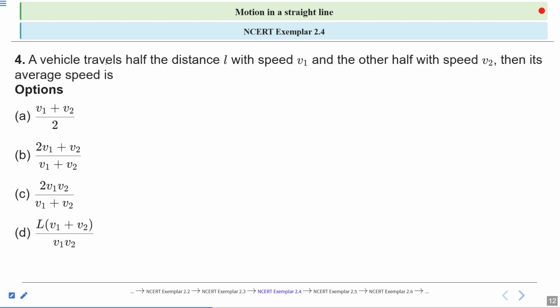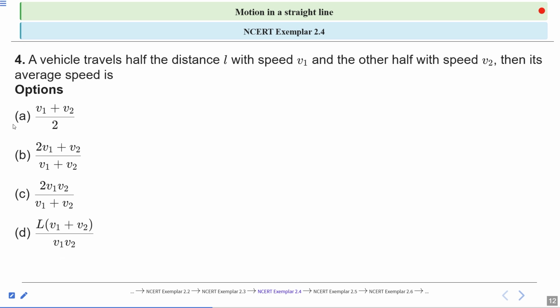A vehicle travels half the distance L with speed v1 and the other half with speed v2. Then its average speed is what? So in this question, you have to find out the average speed.